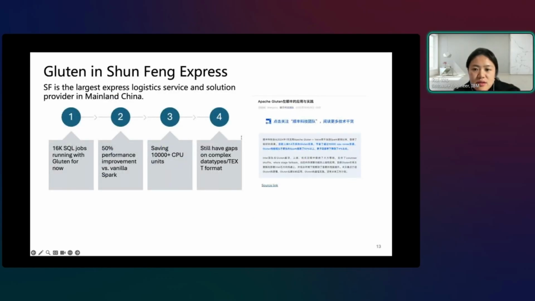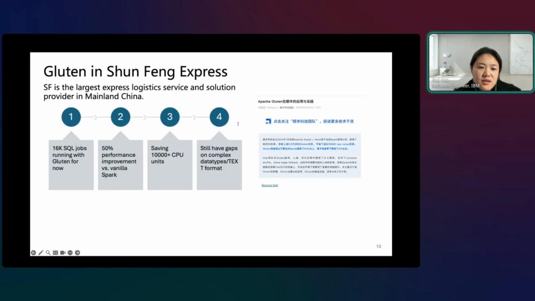Next, I will demonstrate the benefits of Gluten in some real customer workloads. Shunfeng is one of the largest express logistics service and solution providers in China, and they have offloaded 16,000 SQL jobs to Gluten, and they have achieved about 50% performance improvement compared to vanilla Spark. This helps them to save more than 10,000 CPU units.